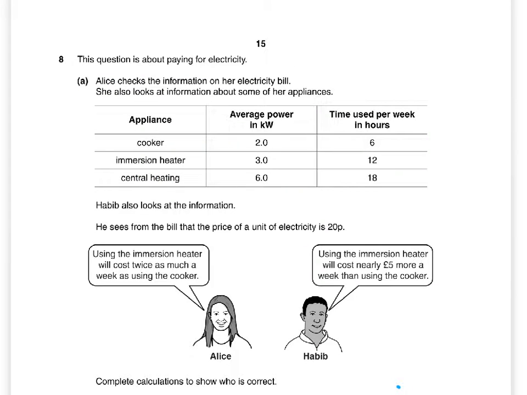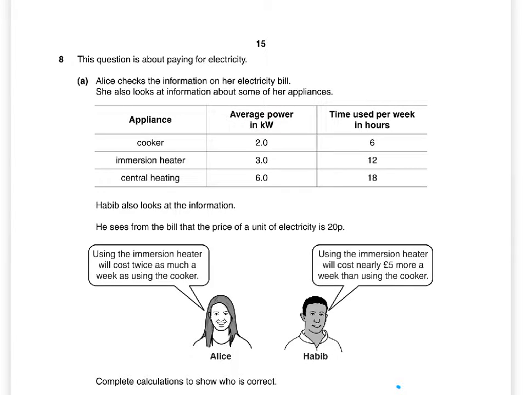Question 8. This question is about paying for electricity, part A. Alice checks the information on her electricity bill. She also looks at information about some of her appliances. So here we have a table with some data in it. We have 3 appliances: the cooker, immersion heater and central heating. We have their average power in kilowatts, and then the time they used per week in hours.